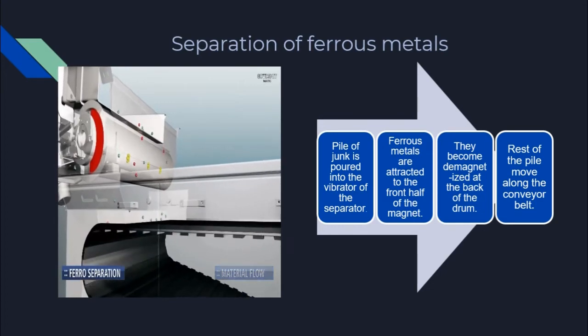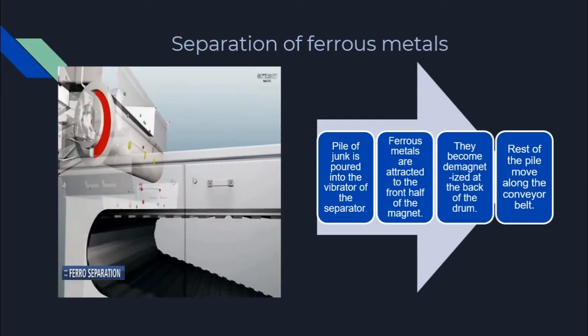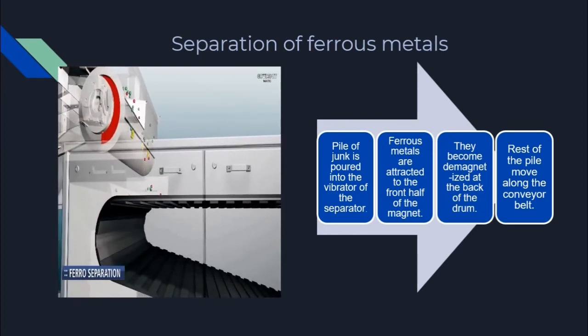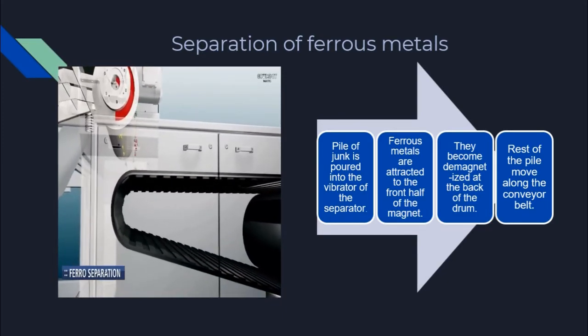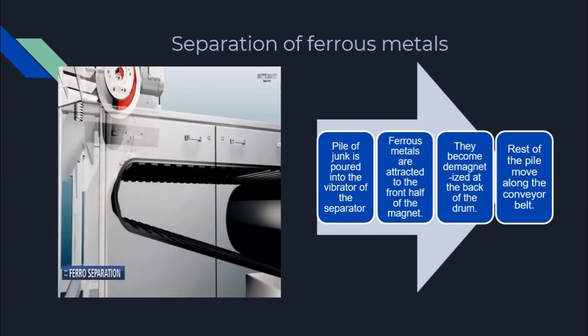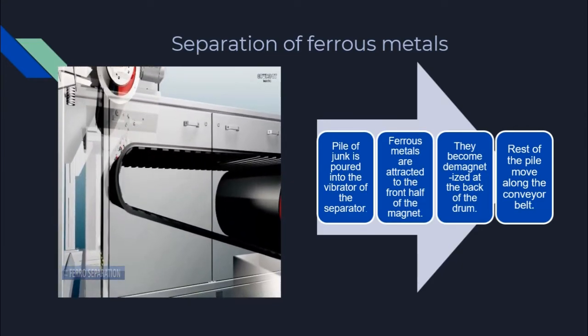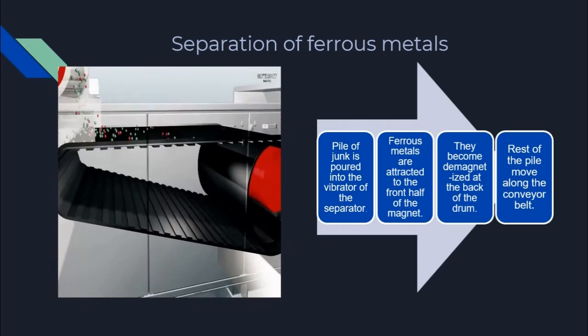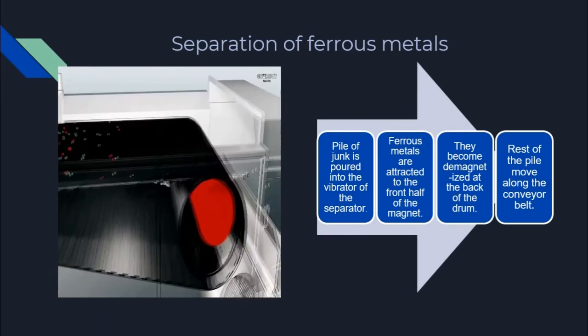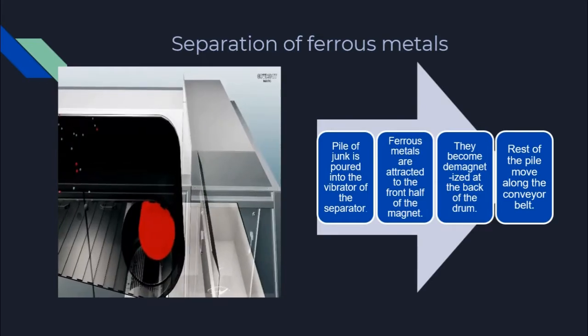As seen in the video, the yellow particles represent the ferrous particles which are attracted to the electromagnet. These particles later fall down into a container at the back half of the drum due to demagnetization, as there is no magnet at the back of the drum. Thus, the ferrous metals are separated already, and the rest of the pile moves along on the conveyor belt.